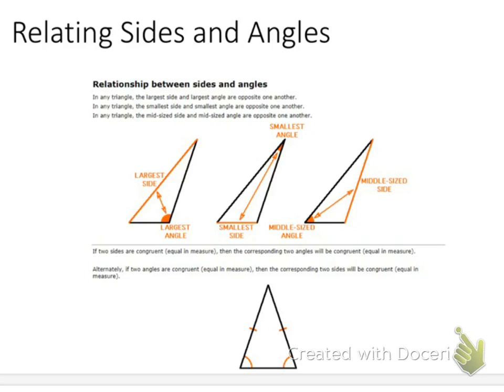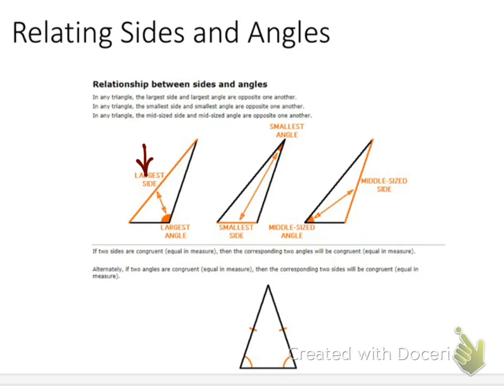Okay, so when we're relating sides and angles, the largest side is always opposite the largest angle. The smallest side is opposite the smallest angle, and the medium-sized angle is always opposite the medium-sized side. If two sides are congruent, then the corresponding two angles across from them will also be congruent.